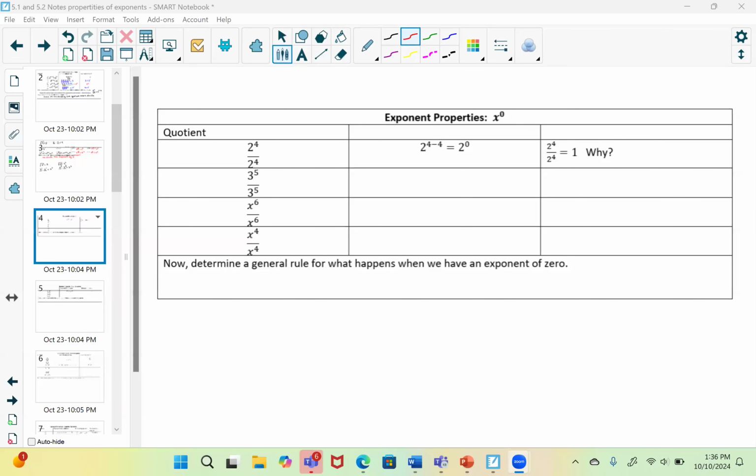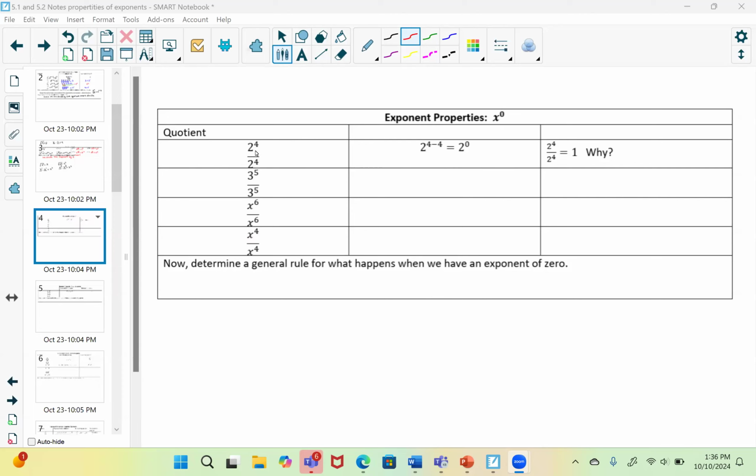Okay, the fourth exponent property we're gonna look at is anything to the zero power. And you should already know this one. We talked about it when we did order of operations, but we're gonna look at it again with variables and numbers. So we're gonna apply our new rule.